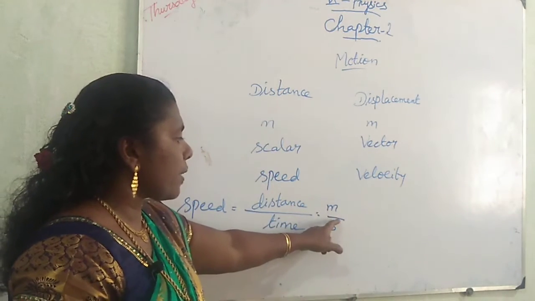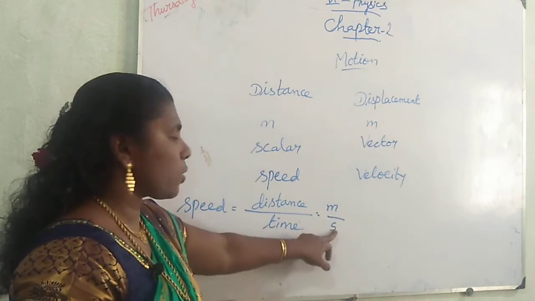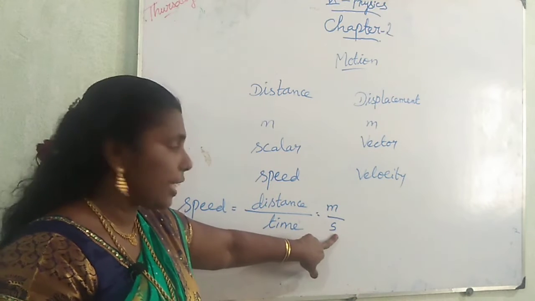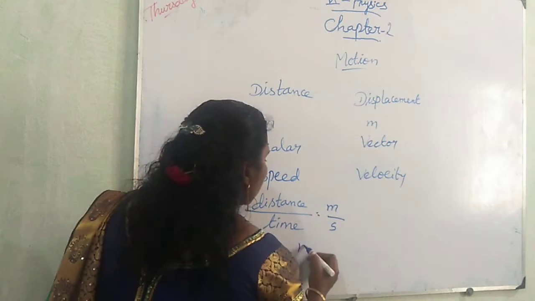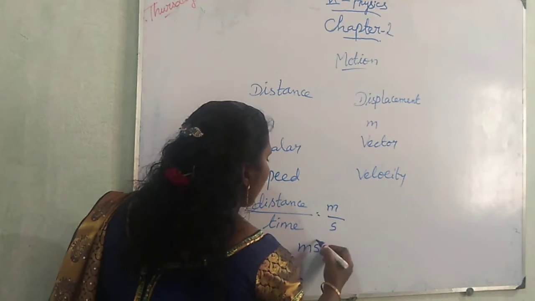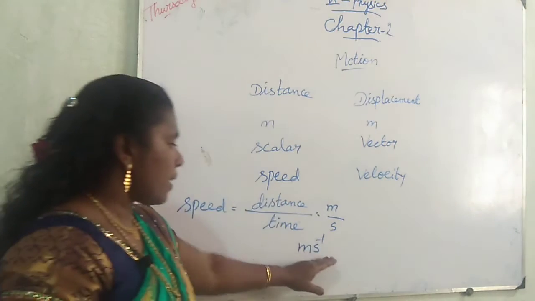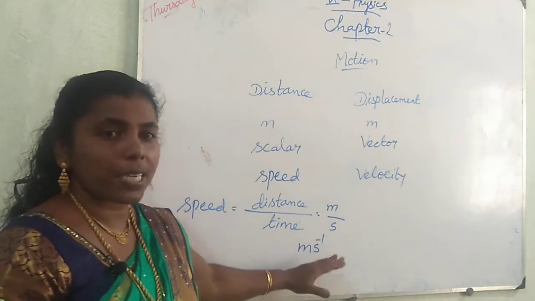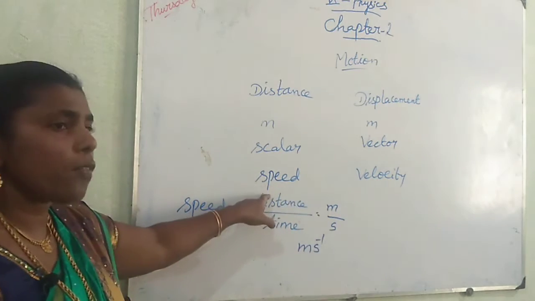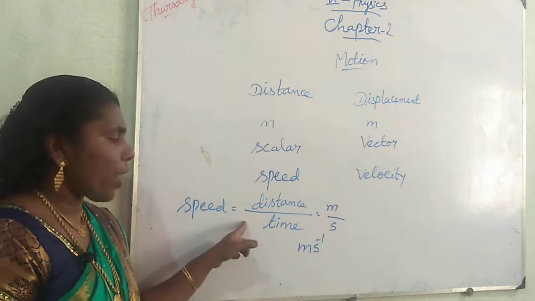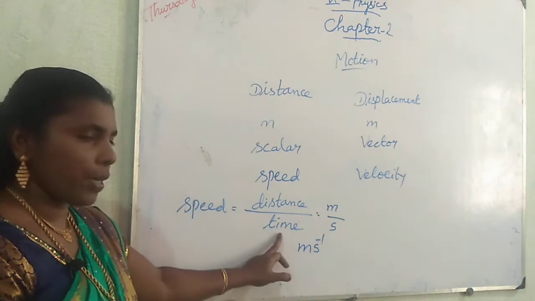So meter, divided by second, we say meter per second. This s is in the denominator, so we take it as numerator with a negative power, and we get the unit meter second power minus 1. So what is the unit of speed? Meter second power minus 1, or m s power minus 1, is the unit of speed.